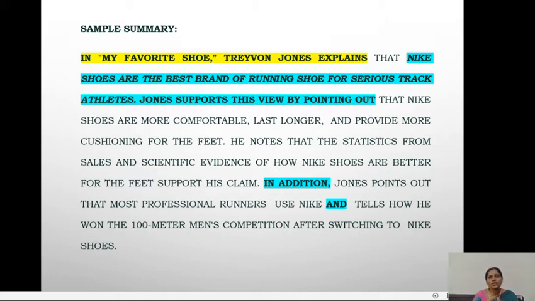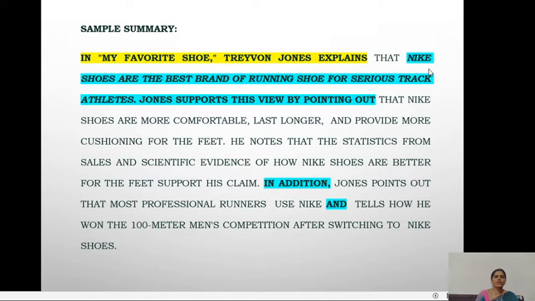You are exactly quoting what he has said in the original text. "Explains that Nike shoes are the best brand of running shoe for serious track athletes. Jones supports this view by pointing out." So, like in the first line, you have included the title and the author's name. You have given the author's reference here. And then the main point that he tried to focus on throughout his article.